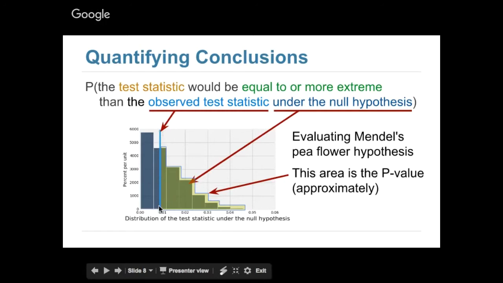Here is Mendel's data. Don't know why that's bouncing. Okay, go away. Come on. Oh my goodness. Oh gosh. Go back. Okay.